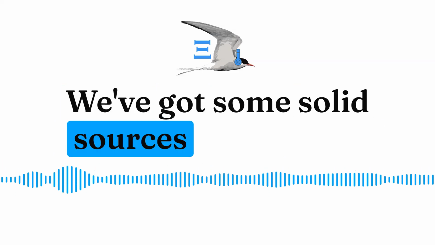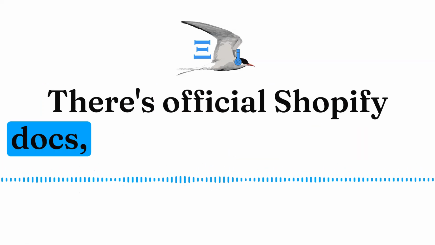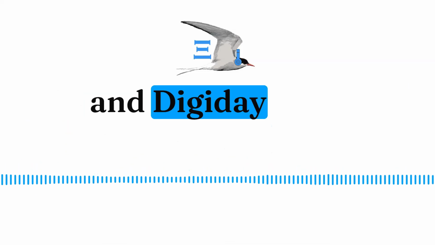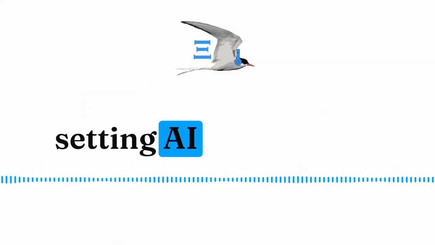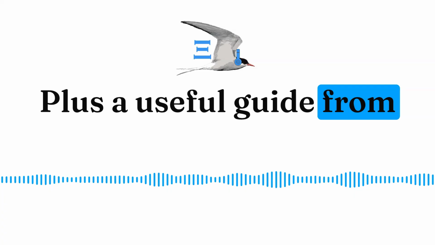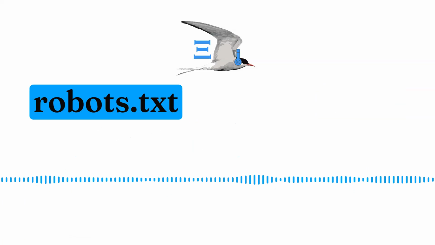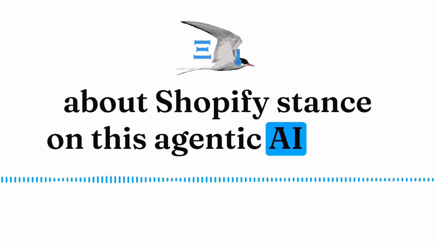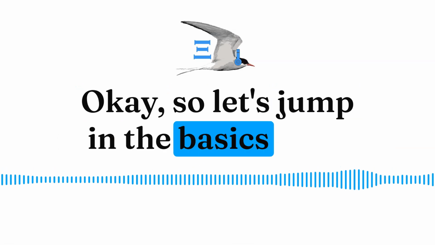And we've got some solid sources to guide us. There's the official Shopify docs, customized robots.txt. Right, and great analyses from Modern Retail and Digiday, their articles on Shopify setting AI boundaries. Plus, a useful guide from Bloggle on Shopify robots.txt, and a strategic look from Power Commerce about Shopify's stance on this agentic AI stuff. Okay, so let's jump into the basics first.